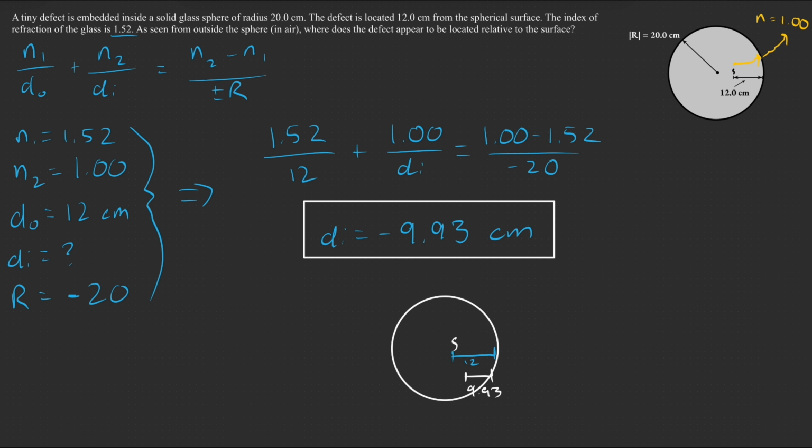So the answer to this problem, if you had to put it in word form, would be the image appears 9.93 centimeters into the sphere, or it could be 9.93 centimeters to the left of the spherical surface. So that would be your acceptable answers. So that's this problem. Let's move on to our next one.